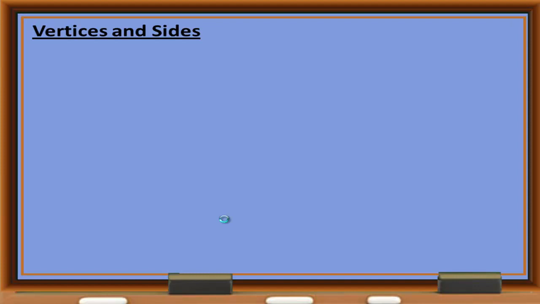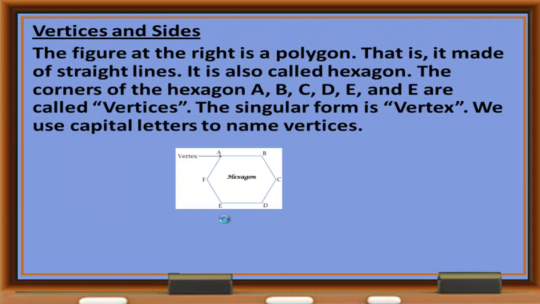Vertices and sides. The figure at the right is a polygon. This figure is a polygon. It is made of straight lines. It is also called hexagon. The corners of the hexagon A, B, C, D, E, F are called vertices. The singular form is vertex and the plural is vertices. We use capital letters to name vertices.